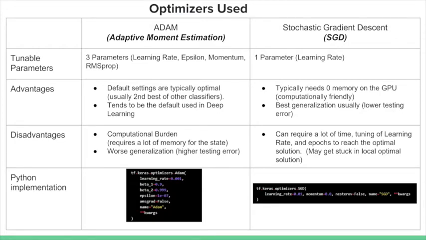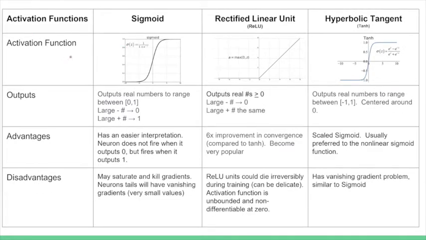In terms of activation functions, we looked at sigmoid, rectified linear unit, and hyperbolic tangent. Sigmoid outputs numbers between 0 and 1. ReLU outputs numbers that are greater than or equal to 0, so if it's negative, it becomes 0. Otherwise, it's the original number. Hyperbolic tangent outputs numbers between -1 and 1 that are centered around 0. Sigmoid is usually easier to interpret.